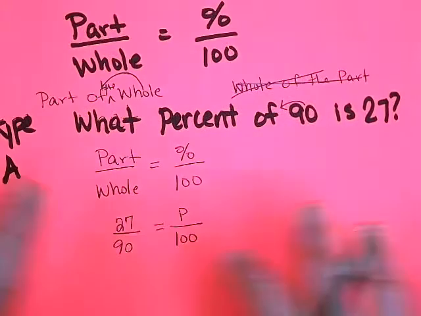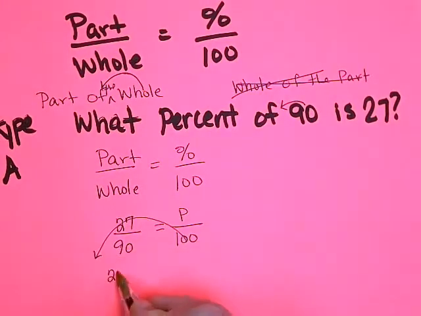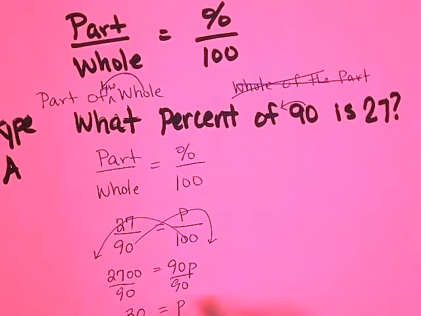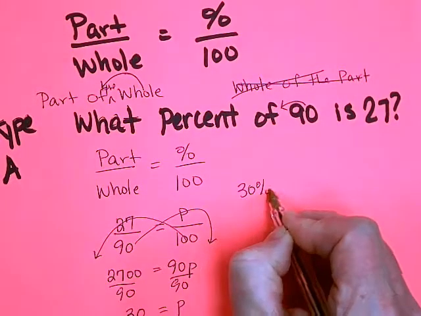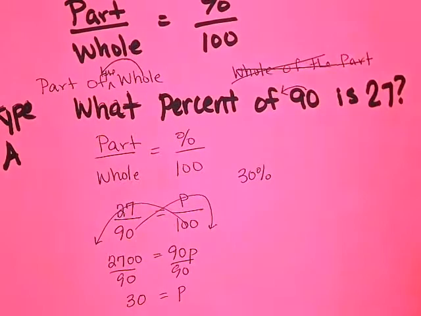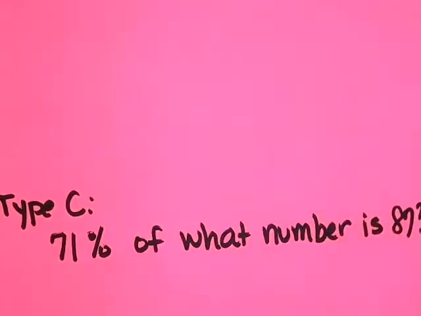Now, once we've filled in the numbers and the variable in our ratio, our proportion, we cross multiply. 2700 is equal to 90 times P. Divide both sides by 90. And P is 30. So my answer here is 30%. Okay? Stop the video, work your type A problem. We'll check it when you come to class tomorrow. Then move right on to part B.